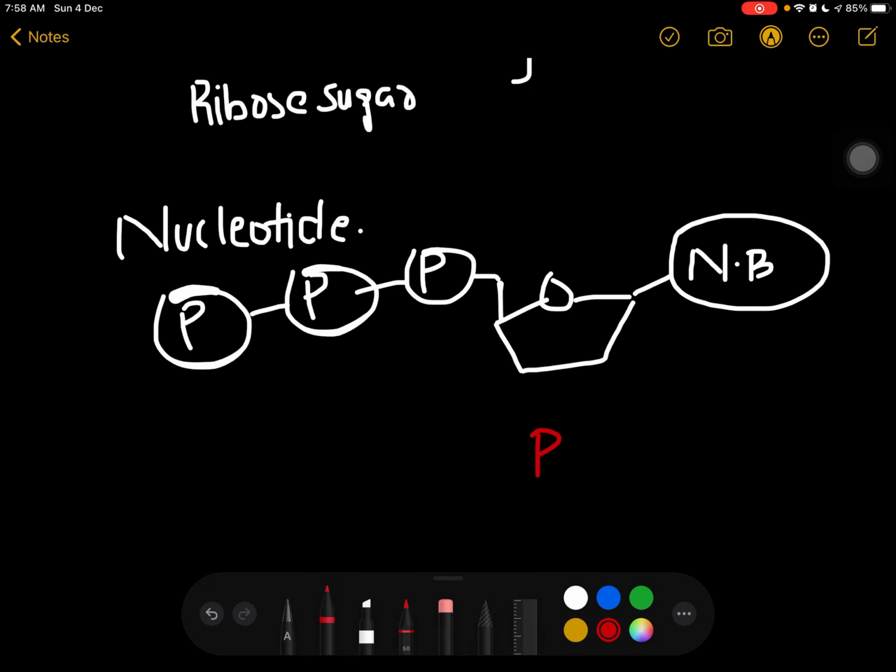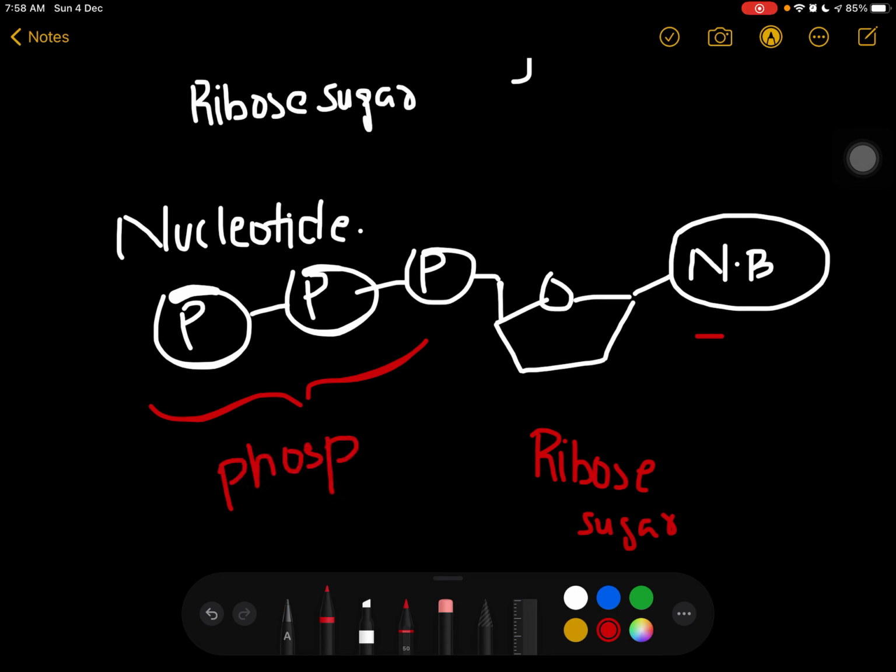This is basically the ribose sugar, and this is the nitrogenous base. It can be adenine, guanine, thymine, cytosine, any one of them, right? And here, what is this? This is a phosphate group, right? So when ribose sugar combines with nitrogenous base as well as with the phosphate group, that is known as nucleotide.